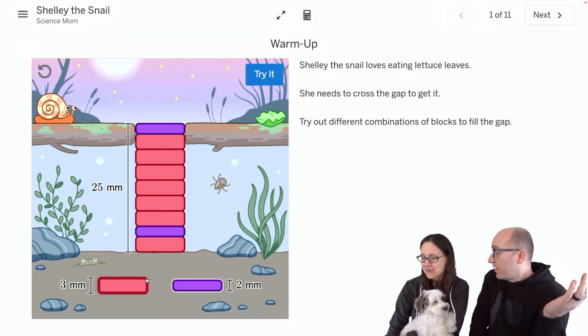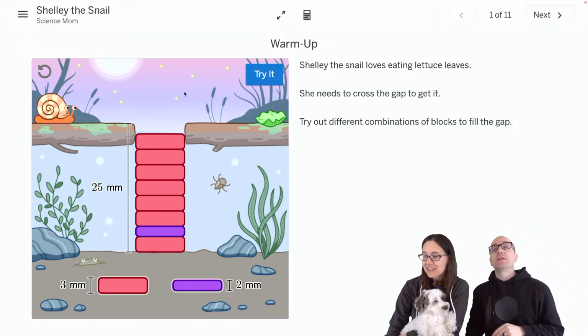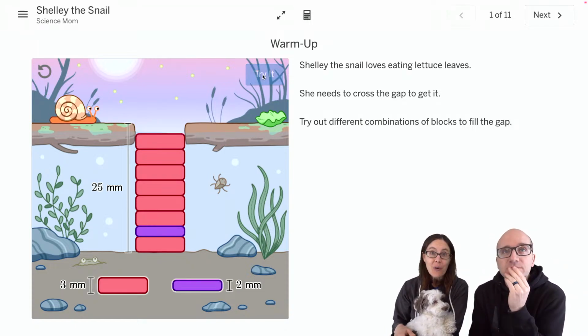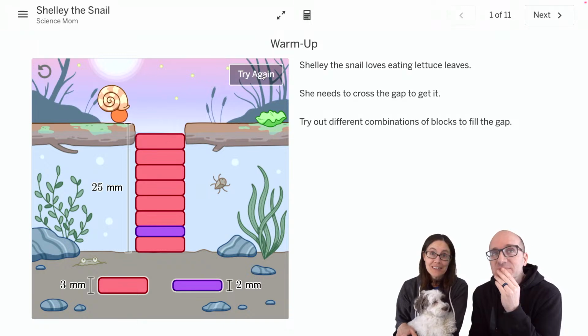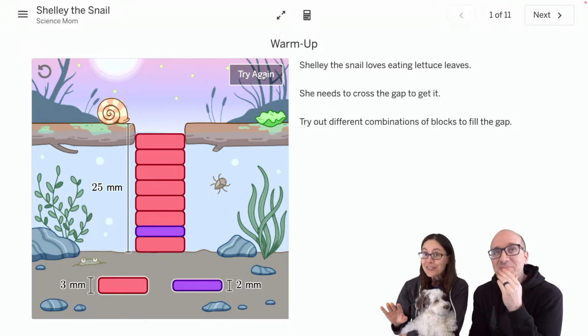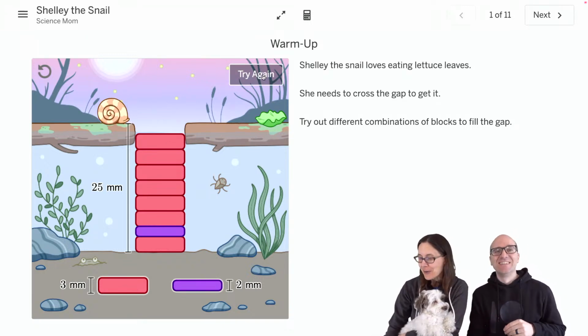Okay, so were there other combinations? So you found one combination that worked. And now I need to know what happens if there's a drop. Okay, good. Shelley's a very smart snail. Shelley did not fall down the hole.